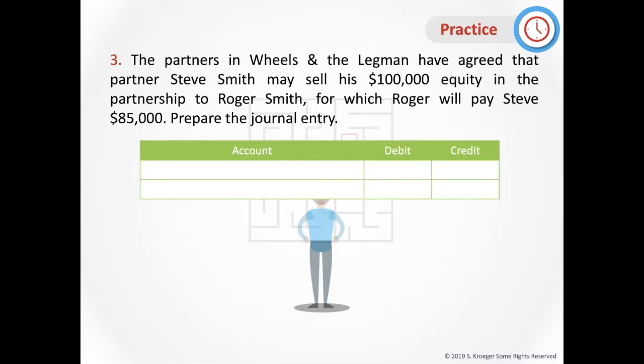What we need to do is remove one partner, the partner that's leaving, which would be Steve Smith, S. Smith Capital. His capital or equity in the business was $100,000. That is what we are removing. The second entry would be the new partner that's being admitted to the business, which is Roger Smith. We will make a new account, R. Smith Capital, to put Roger on the books, and he is just taking over for Steve Smith for that $100,000. Once again, the $85,000 is irrelevant in this scenario.